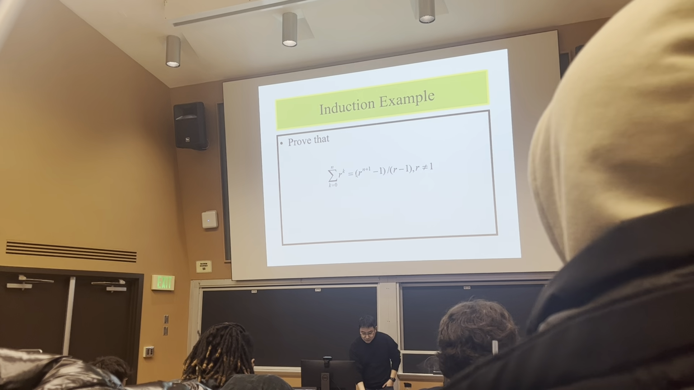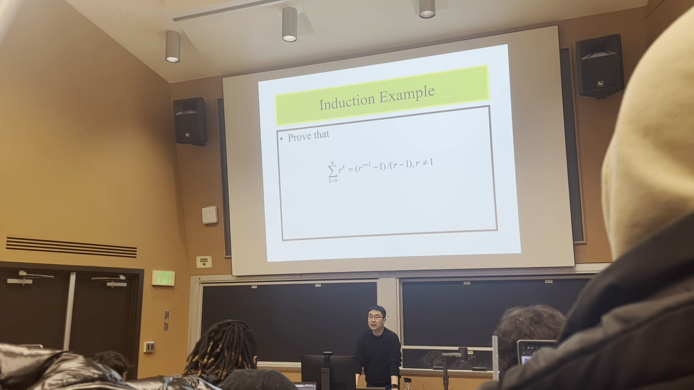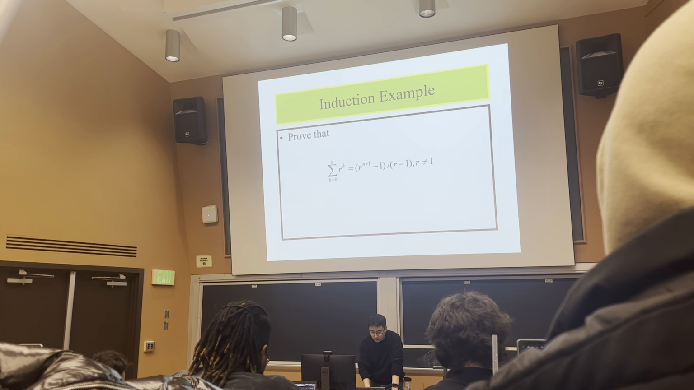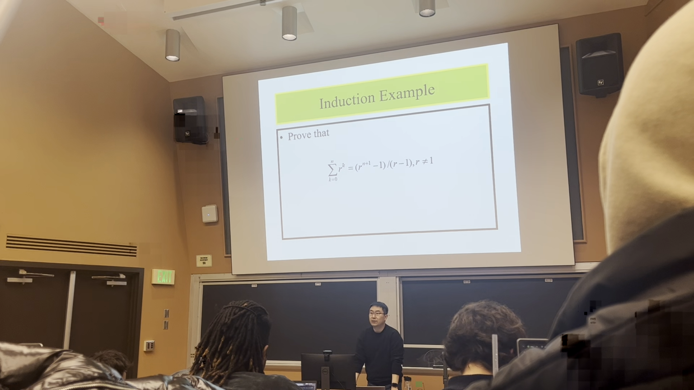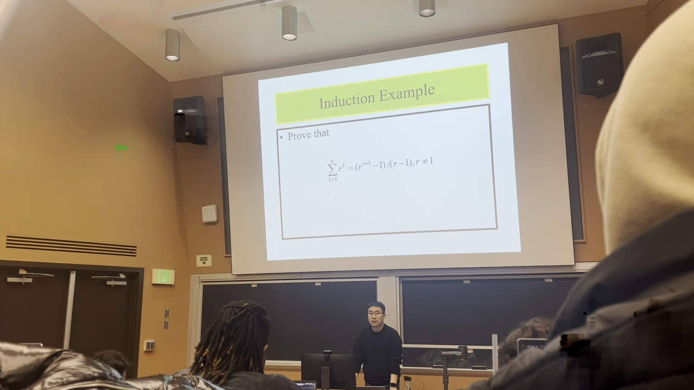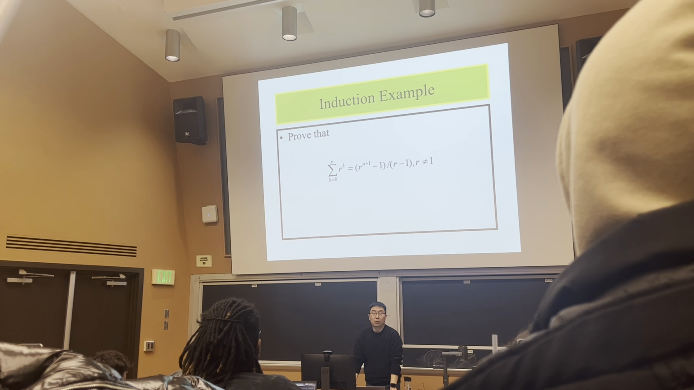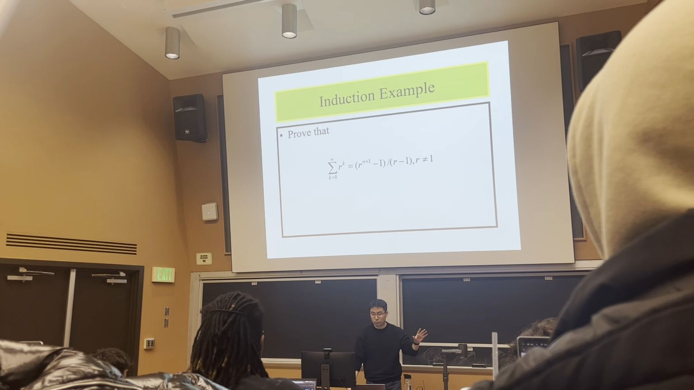So what should you do? You start from n being 0. I'll just talk about it. We start from n being 0. And when n is 0, on the left-hand side, what is the value? It's only r power 0, right? Which is 1. The left-hand side is 1.